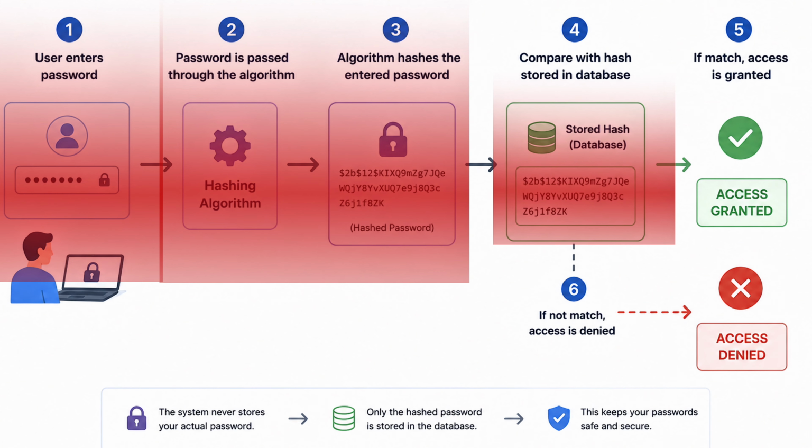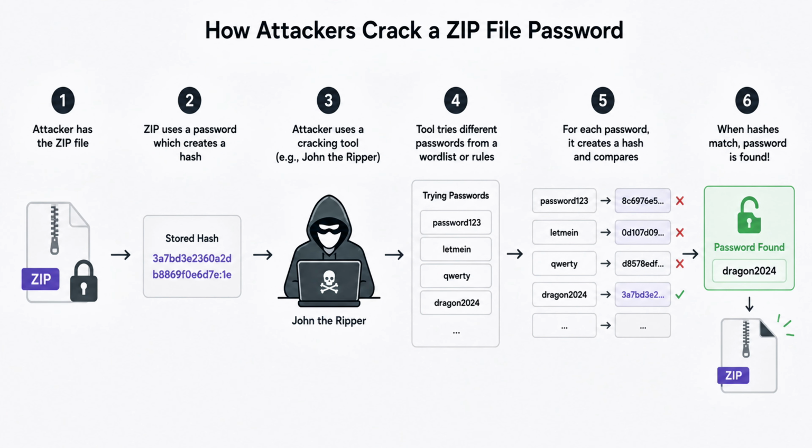Now, let's move to the attack or the recovery side of things. Here's the important part. Attackers don't see the password directly, and they cannot read it from the zip file. So what they do instead is try to recreate the hash. So what does that mean? They guess possible passwords one by one or using a list of common passwords. For each guess, the system converts that guessed password into a hash. Then they compare it.